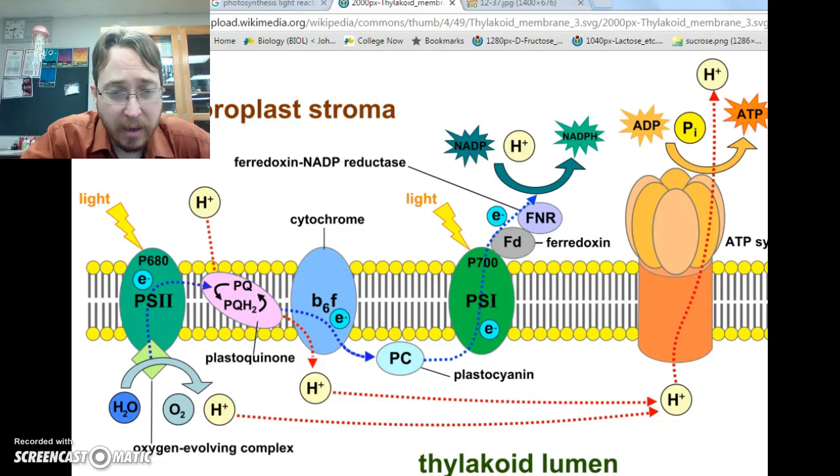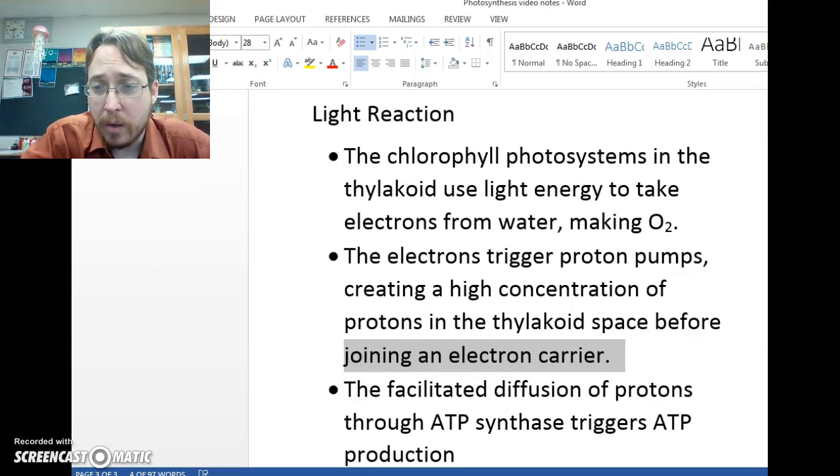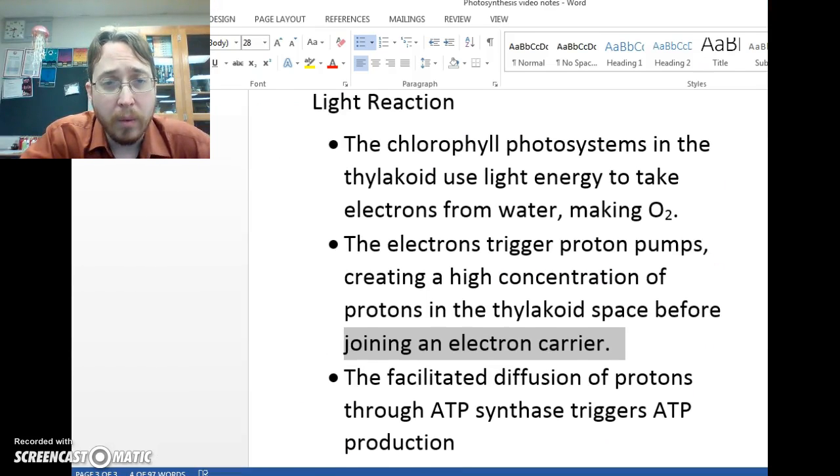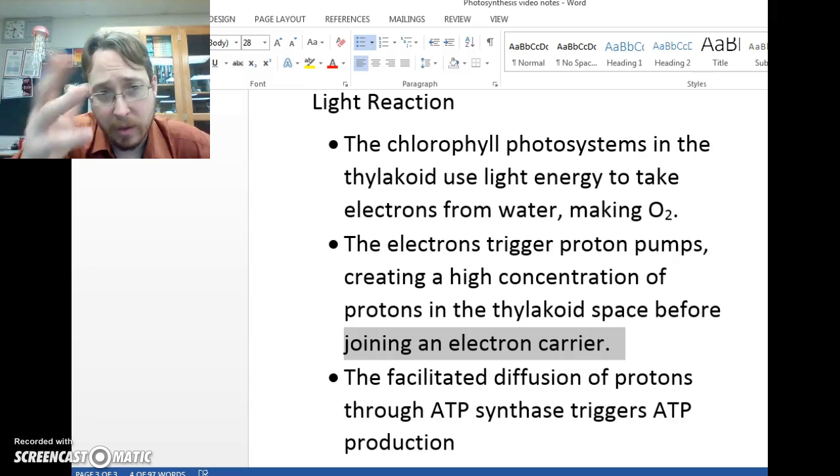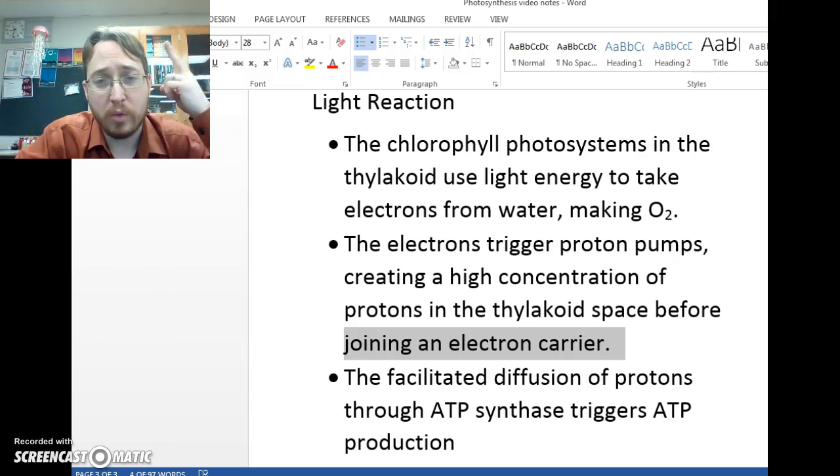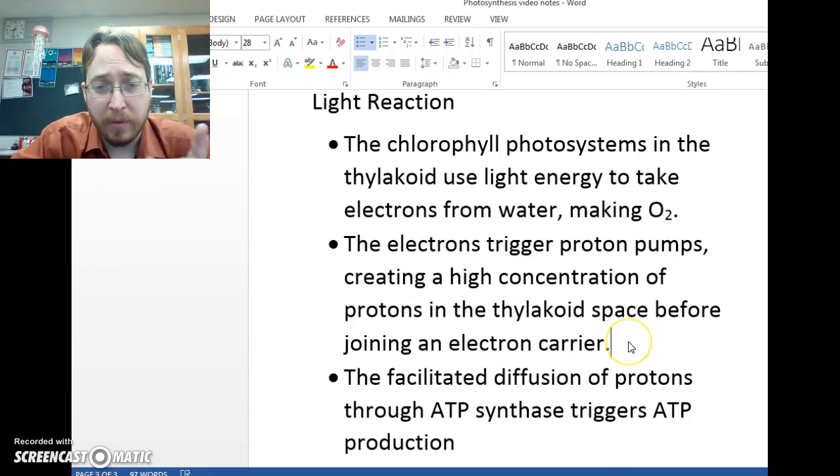So let's review. The chlorophyll photosystems in the thylakoid use light energy to take electrons from water, making oxygen. The electrons trigger the proton pumps, creating a high concentration of protons in the thylakoid space before the electron joins an electron carrier. Finally, the facilitated diffusion of protons through ATP synthase triggers ATP production.